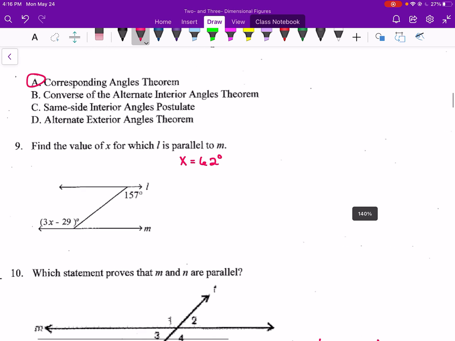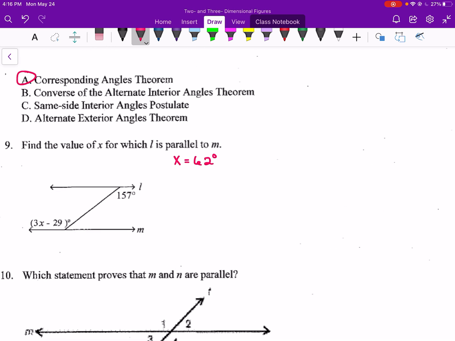Number 9, we have 2 lines parallel, L and M, and we want to find the value of x that makes those lines parallel. Well, the 2 angles there are alternate interior angles, so we can set those 2 measurements equal to each other, because for alternate interior angles they would be equal, and solve that equation. Divide both sides by 3, and we get x is 62 degrees. That would be our answer.